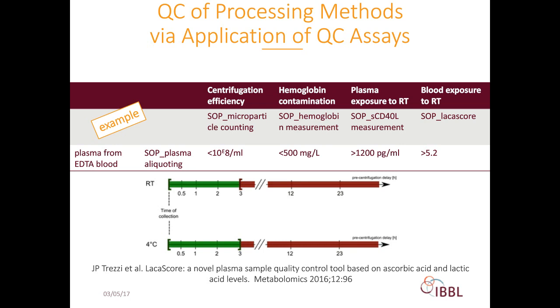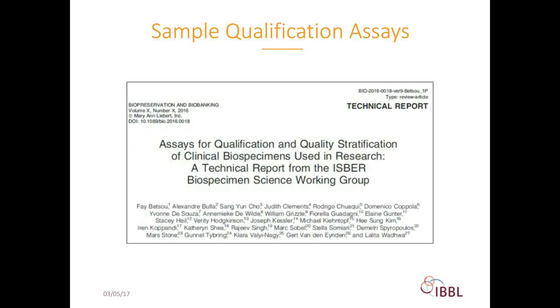A list of all the qualification assays that can be usefully applied to different types of biospecimens in order to qualify them in the scope of different downstream applications can be found in this technical report, which has recently been published by the ISBER Biospecimen Science Working Group. In the following 4 slides, I will explain the concepts and give examples of quality control or qualification assays.